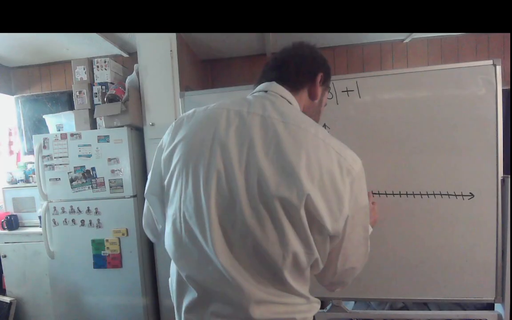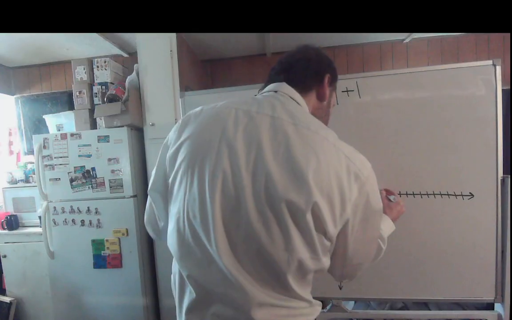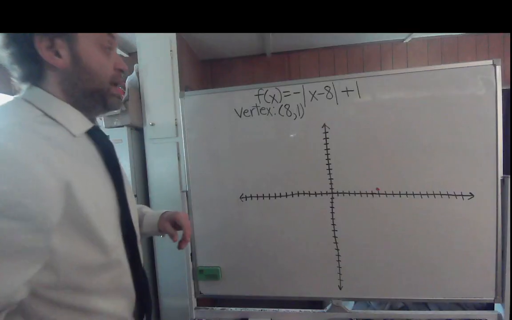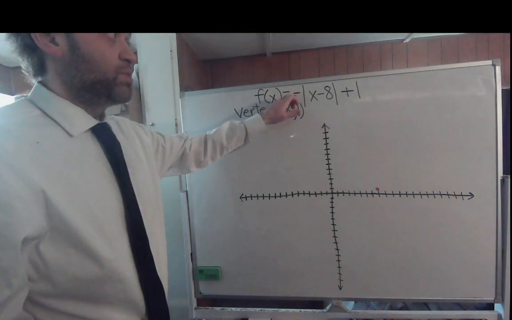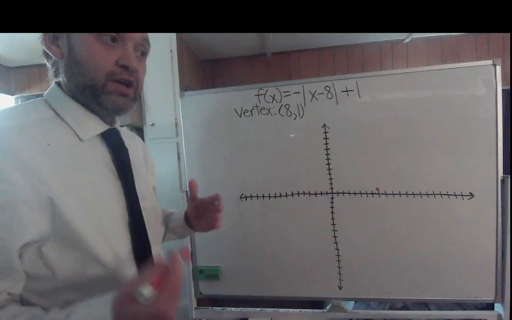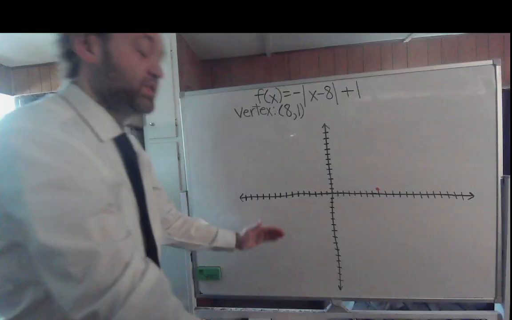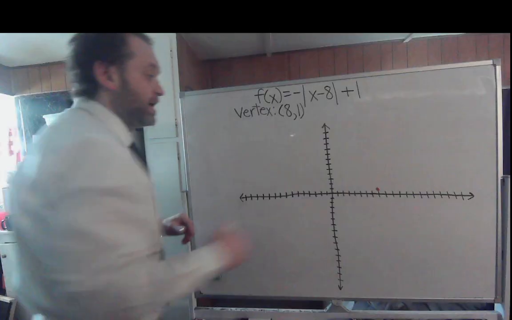4, 5, 6, 7, 8. Which would be right there at the point 8, 1. Now, you have a negative sign on the front of the absolute value, which indicates it's also going to reflect the original absolute value of x graph. So it's actually going to be a V going downwards. So let's put in 1 point to the right of the vertex.